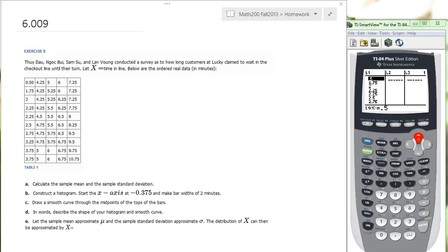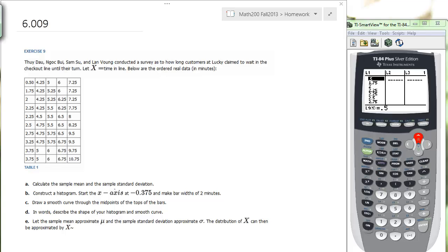This is problem number 9 from chapter 6. Thuy Doc, Nak Bu, Sam Su, and Lan Wong conducted a survey as to how long customers at Lucky's claim to wait at the checkout line. So the random variable x is the time in line. Below is the ordered data, already set up in order, in minutes.